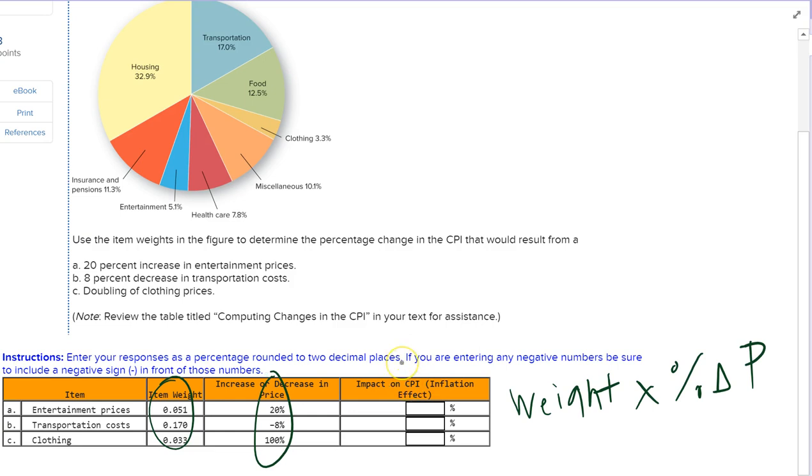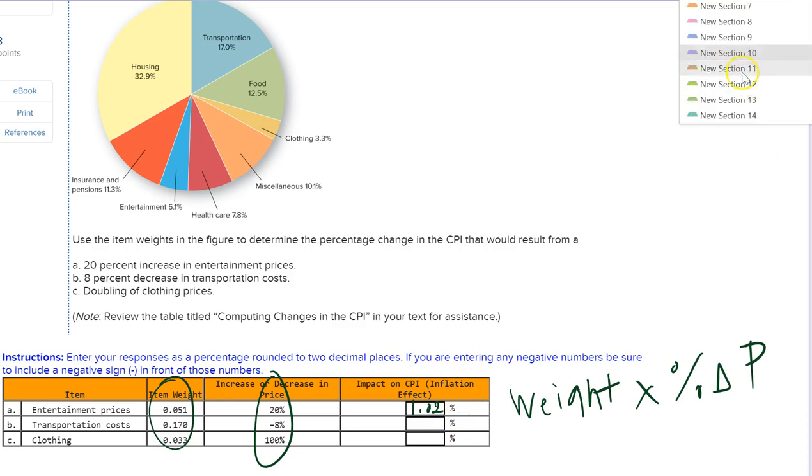So for entertainment prices, we've got the weight of 0.51, the change in price of a positive 20%, so we're going to get 1.02. And again, I would encourage you to try it, make sure your math matches up or lines up with mine, and that way you can feel like you're doing it right and you're on the right path.